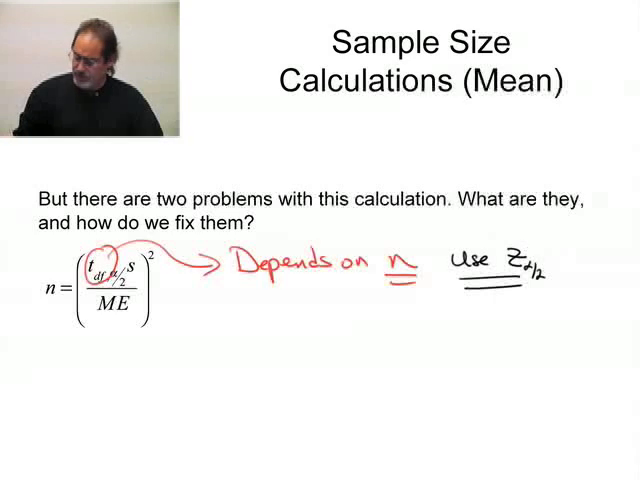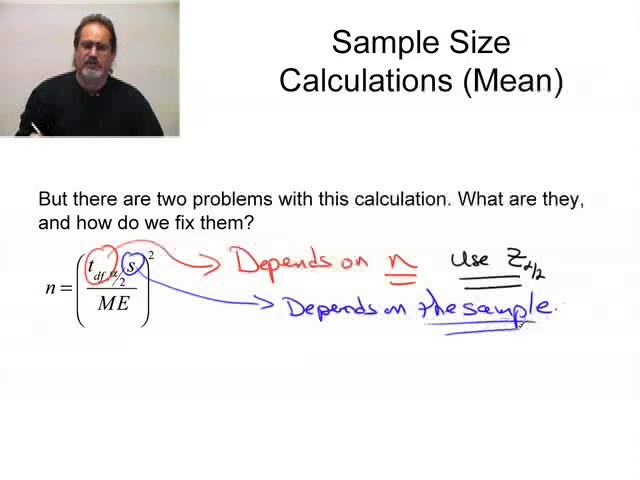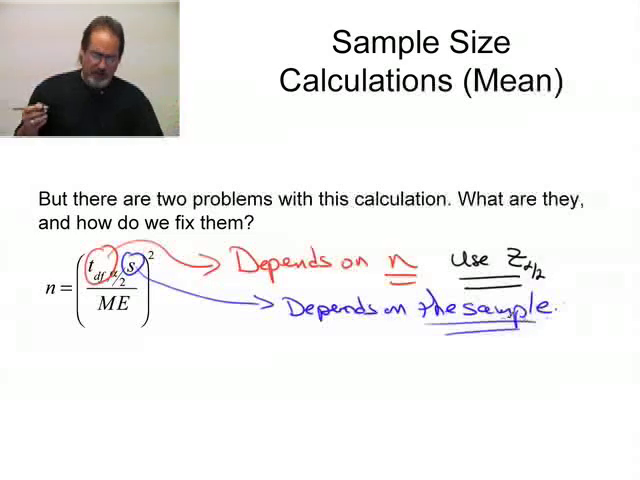Now, the other issue is s. S depends on the sample, because it is the sample standard deviation. That's what it is. So that's another problem. We can't have the sample standard deviation before we have the sample. So what we're going to do is come up with a way to estimate s, a reasonable approximation for s, to get us going so we have a good idea of what sample size we should be using.